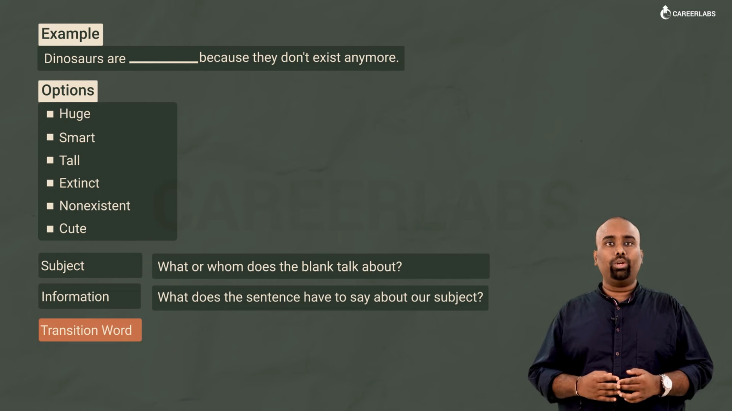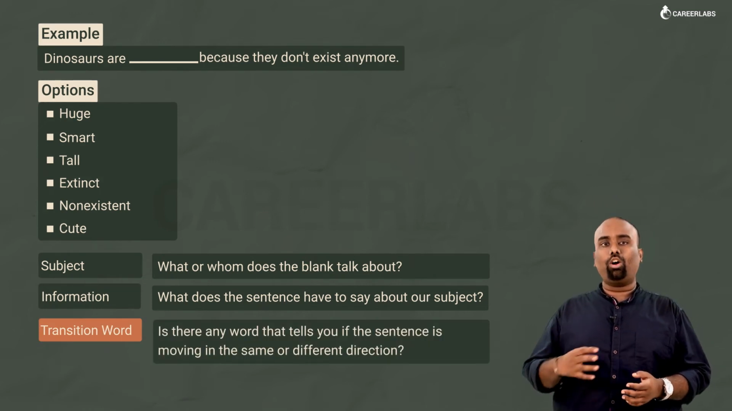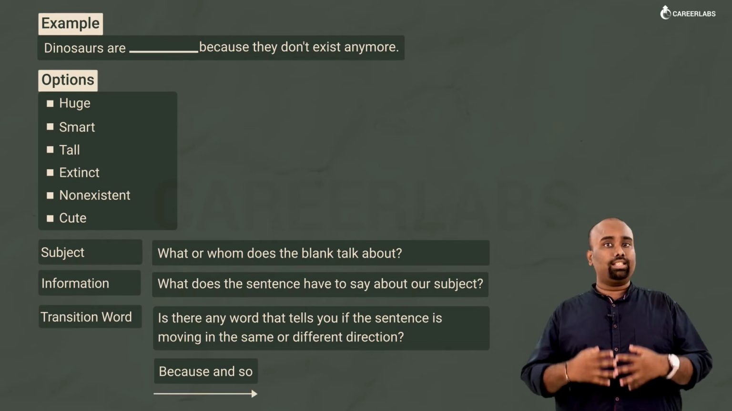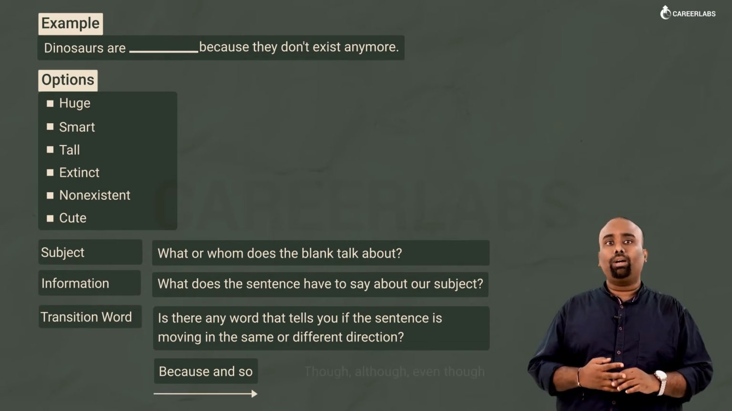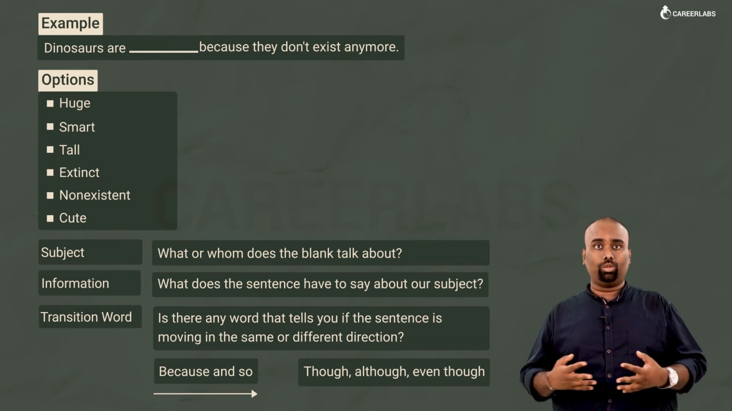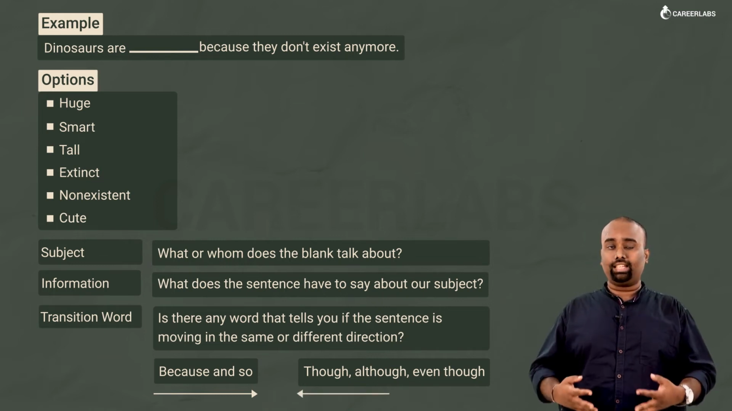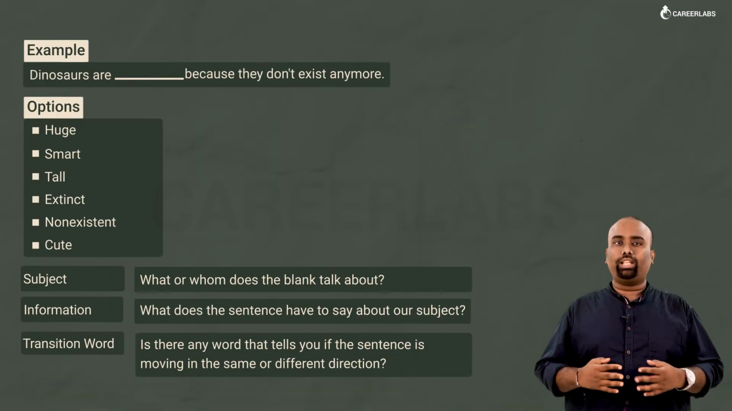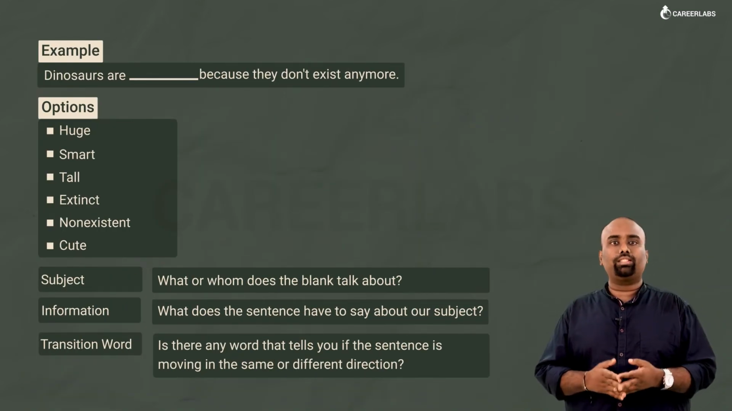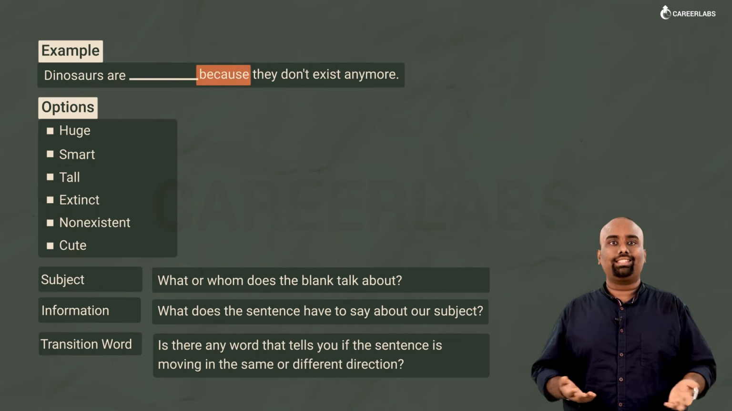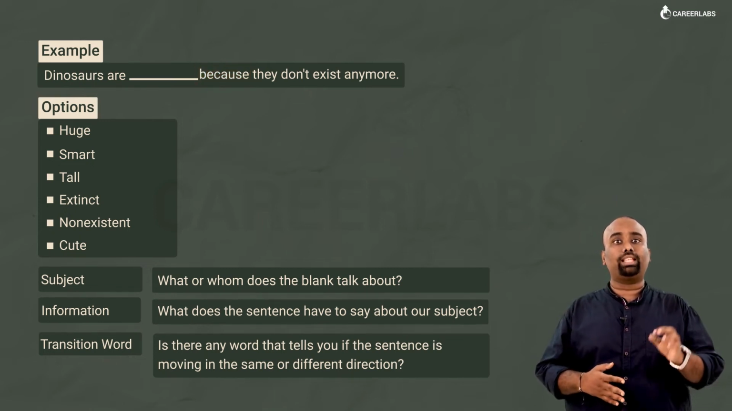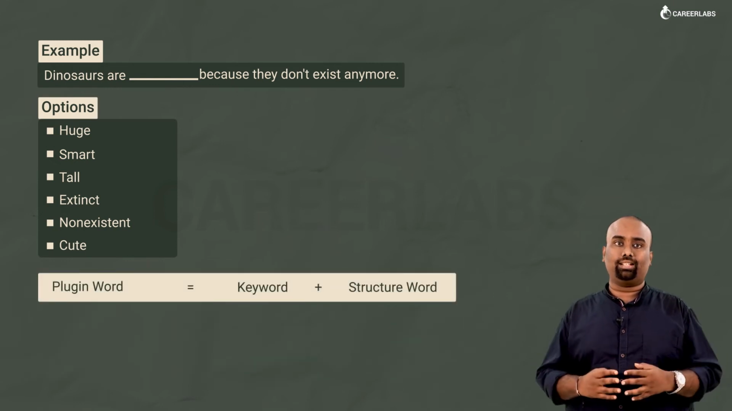Transition words will tell you whether the sentence moves in the same direction or in a different direction. Words like because and so tell you that the sentence is moving in the same direction. But words like though, although, and even though tell you that the sentence is moving in a negative or in the opposite direction. Take a look at this list of transition words to get a better idea. Now tell me, do you spot any transition words in the sentence we have here? Yes, it's because.